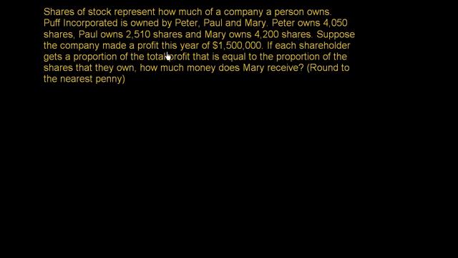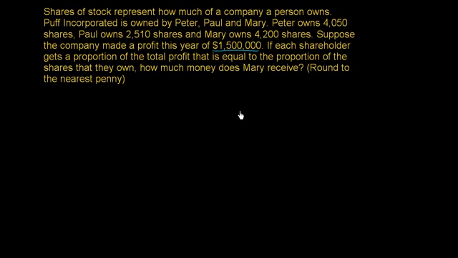Suppose the company made a profit this year of $1,500,000. If each shareholder gets a proportion of the total profit that is equal to the proportion of the shares they own, how much money does Mary receive?